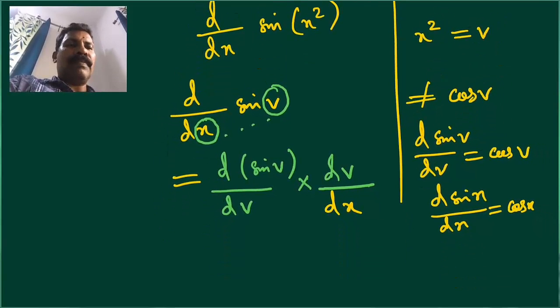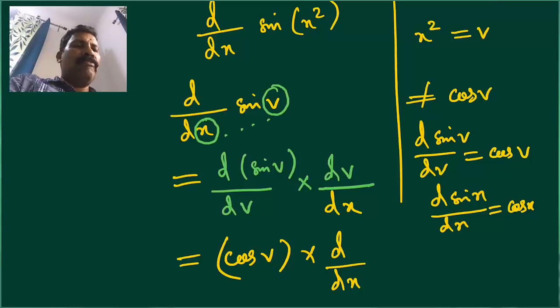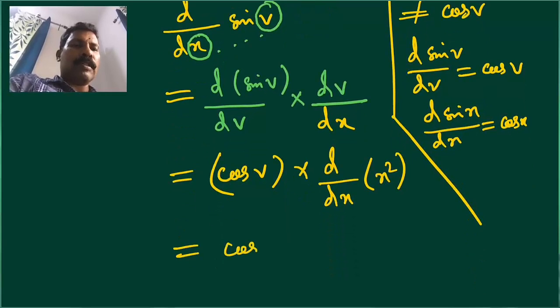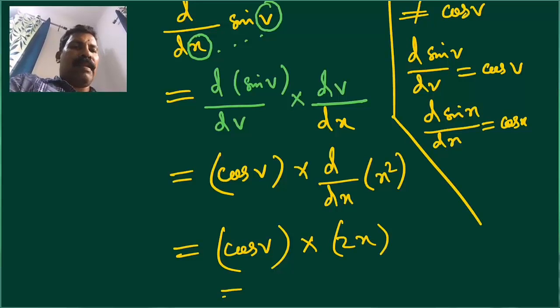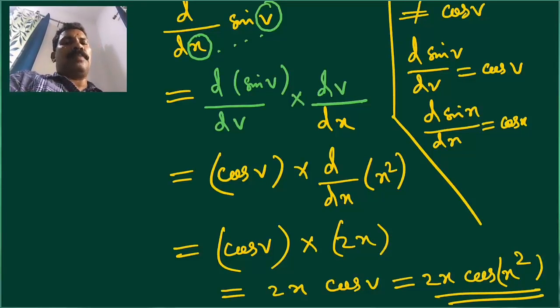Now what happens? Let us see. That is derivative of sin v with respect to dv. What is it? That is cos v only. And then d by dx of what is v? v is nothing but x squared. So that also we know. That is very simple. That is cos v into derivative of x squared, that is 2x only. Then we can write it as 2x cos v, and finally we shall go back with v, that is cos x squared. So this is the answer. So this way we can proceed.